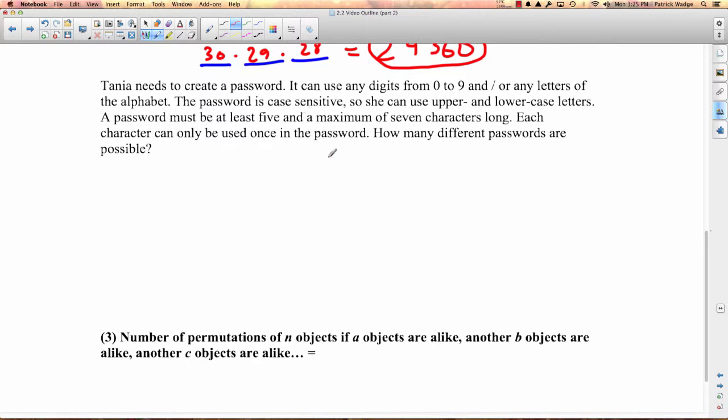Now that's not too realistic, so our answer is actually going to be smaller than if you could repeat characters. How many different passwords are possible? Most passwords you can repeat characters, but in this one you can't. Okay, the first thing you better figure out is how many characters are there?